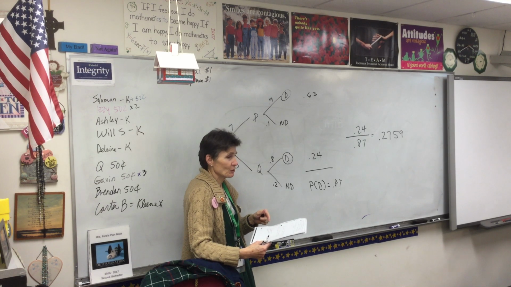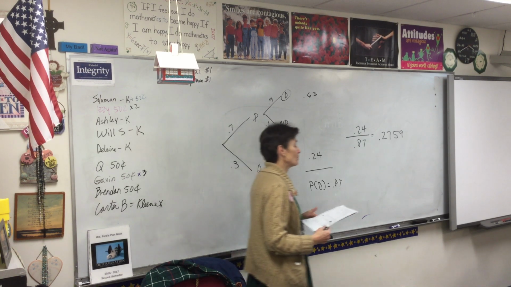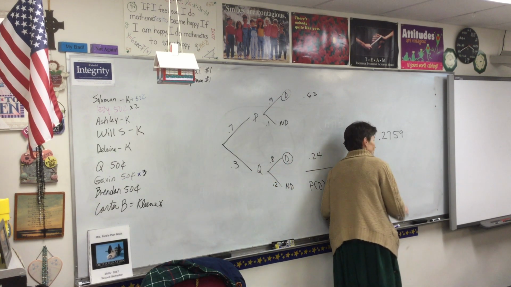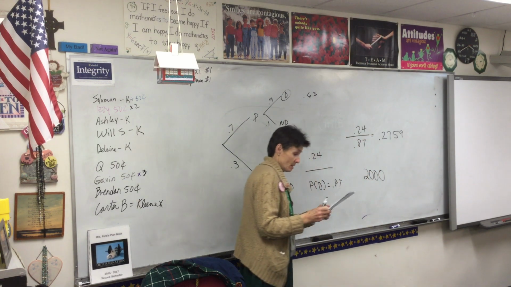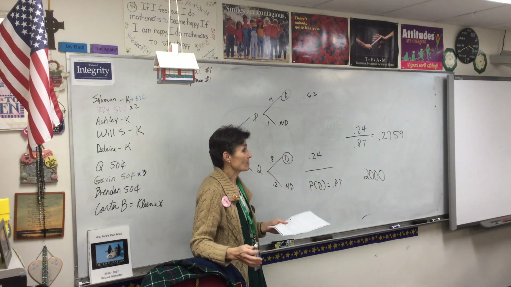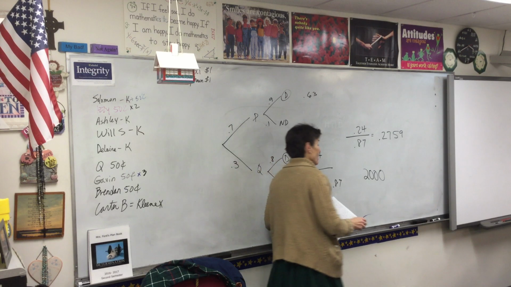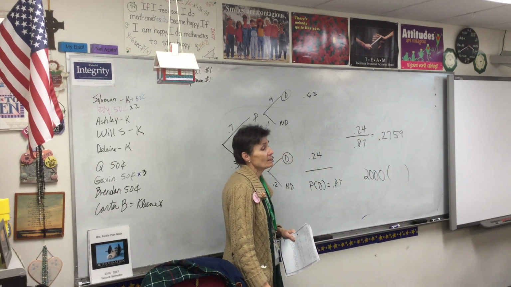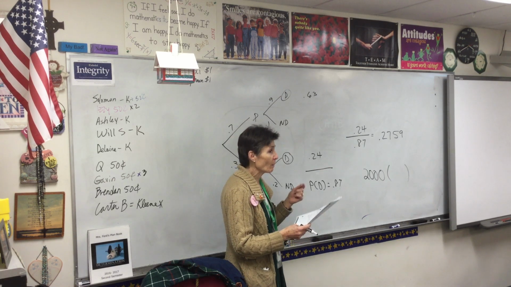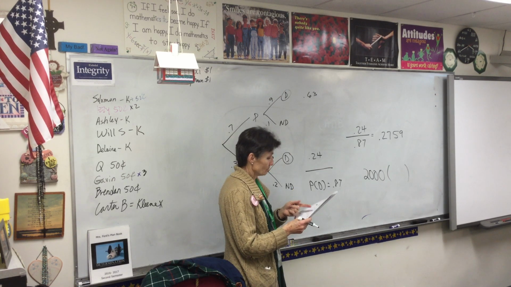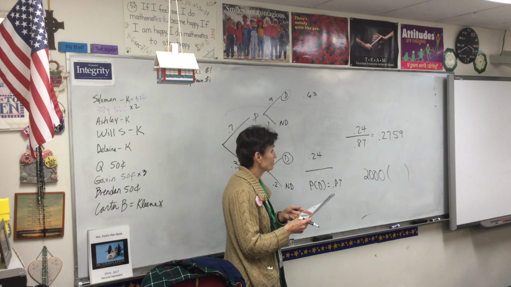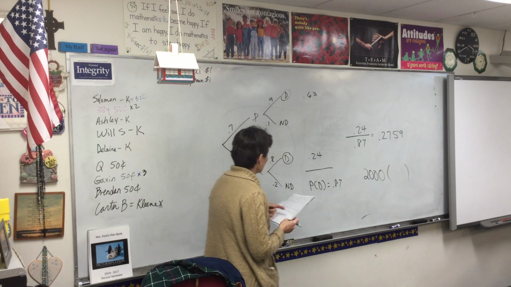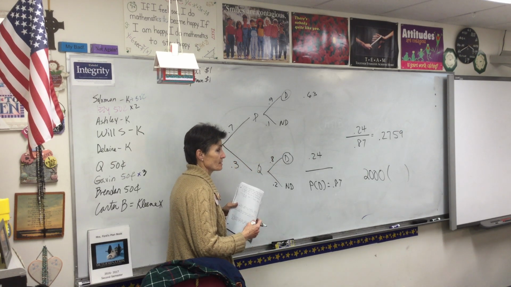So expected value: how do we make a prediction and find an expected value? We take the number of trials, which is 2,000. And what do I multiply that by? The probability of getting what I want. What do I want? What does it say? Not delicious. So how do I figure out the probability of not delicious?